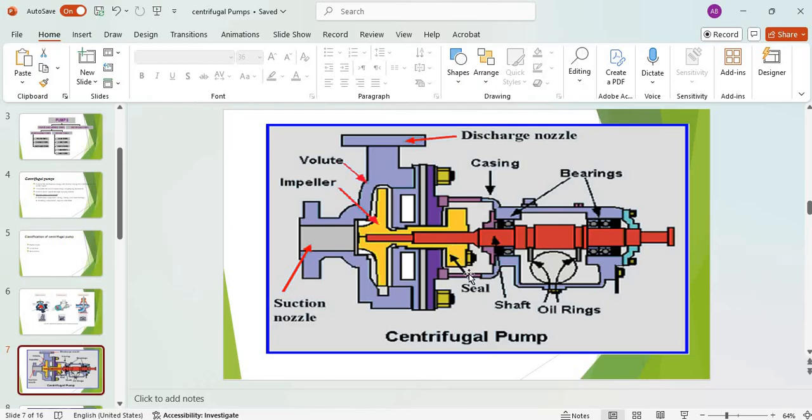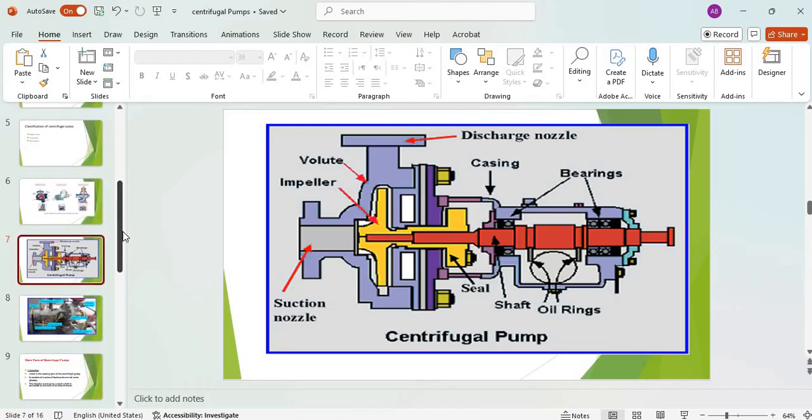Here we have a seal. The seal is responsible for the mechanical seal, or most likely it is the packing. The packing is a polymer material. It is used to prevent the liquid, or pumped fluid, from going outside the pumping area to the other rotating parts. Yeah, that's a small image of a centrifugal pump.